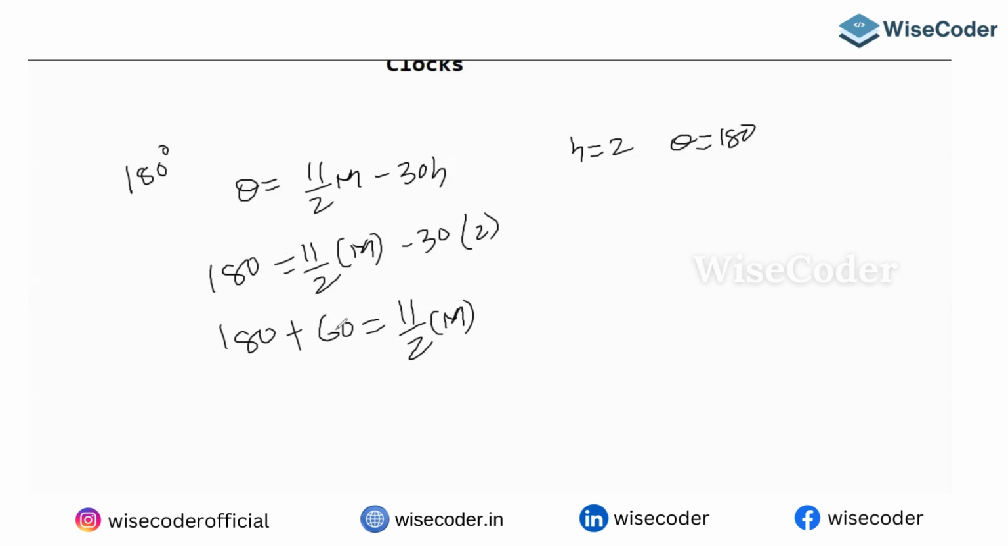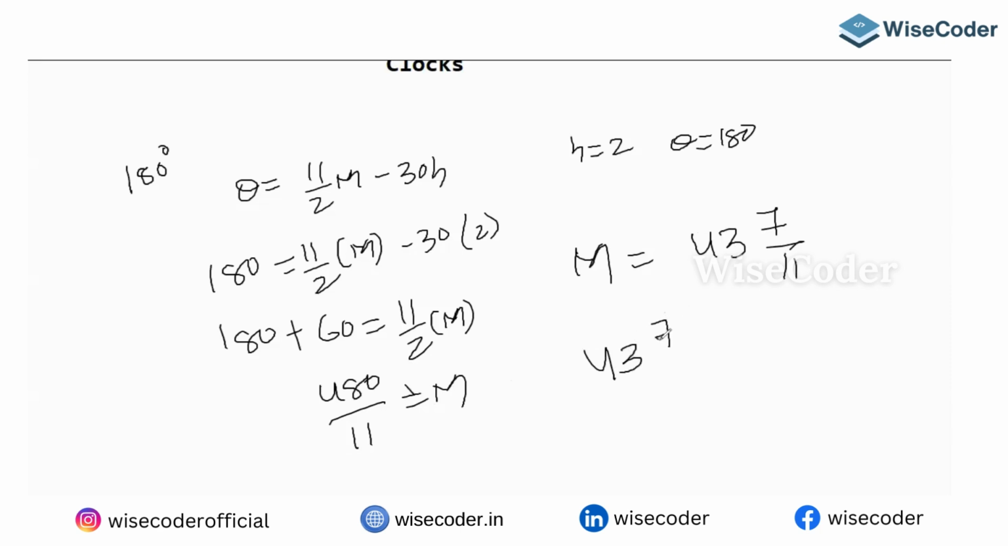So 240 into 2, that is 480. So 480 by 11 minutes. If you calculate this, you are going to get 43 7 by 11 minutes. So that is nothing but 43 7 by 11 minutes past 2 o'clock.